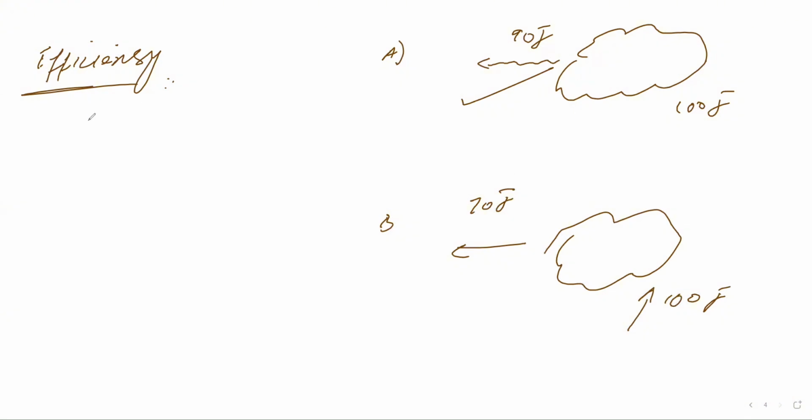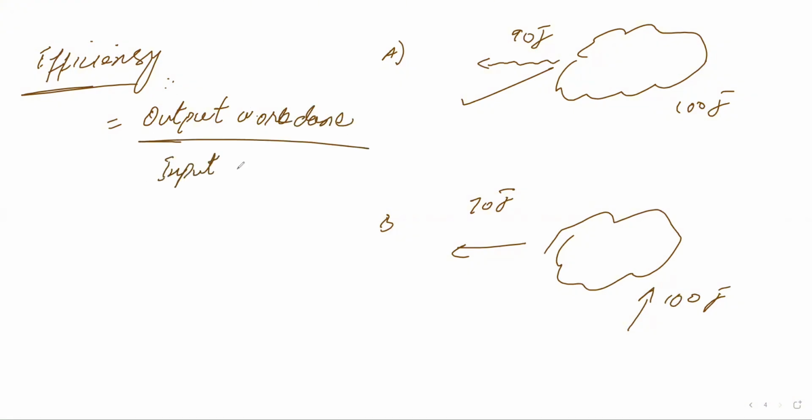So whenever you're talking about the efficiency, efficiency is just the output work done divided by the input work done times 100. If you're just going to calculate that, output work done upon input work done, output work done can be calculated in any way. For example, you've got 90 upon 100 in this case and 70 upon 100 in this case. There would be no units of the efficiency because it is the ratio between the same quantities.